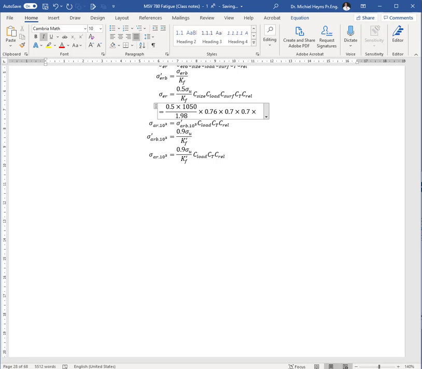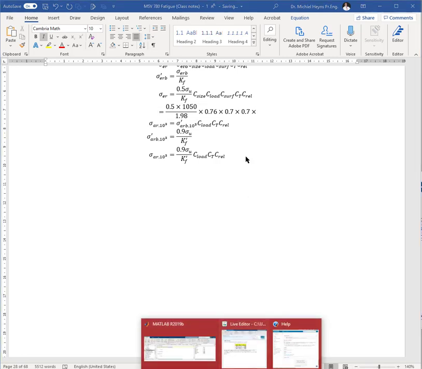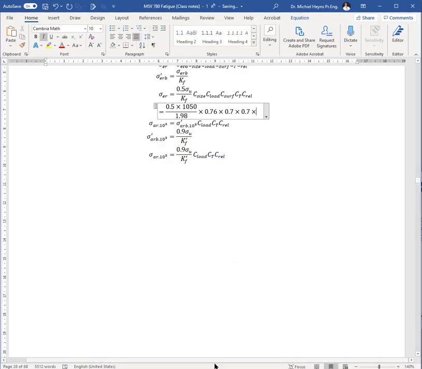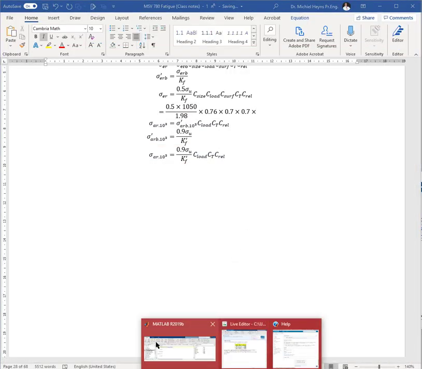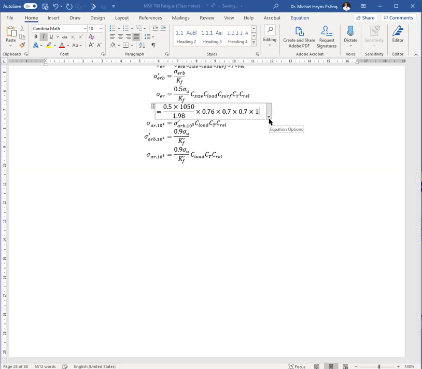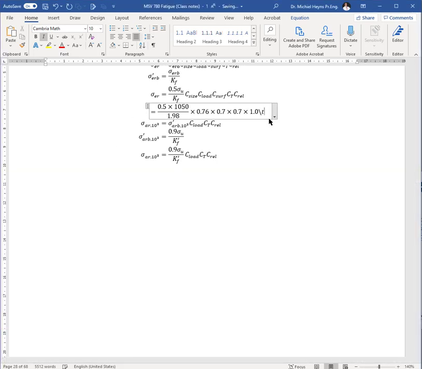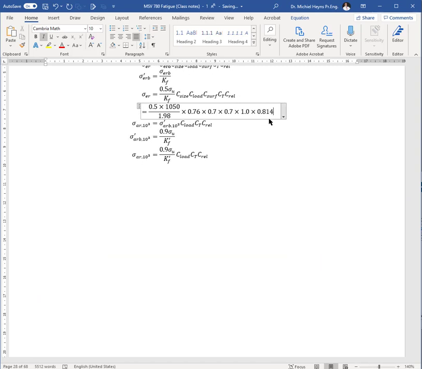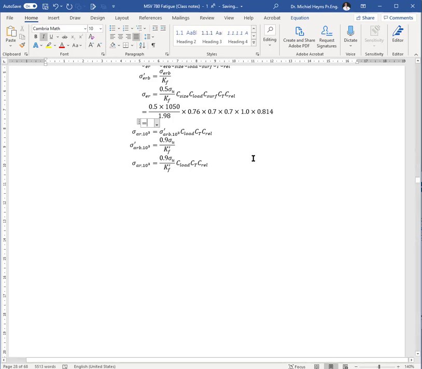and then I can go back to my MATLAB. My C temperature, C temperature was 1, so I'm just going to put it in here. C temperature was 1, so it's times 1 for temperature and times 0.814 for reliability. That's what we have, and we will calculate this as follows.